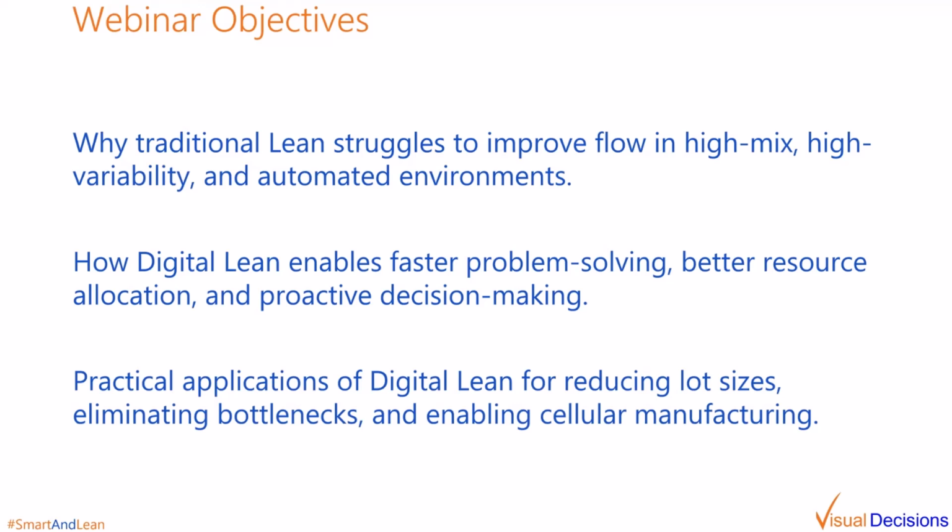In this section, we'll explore why traditional lean struggles with high mix, high variability, and automated environments, how digital lean enables faster problem solving, better resource allocation, and proactive decision making, and practical applications of digital lean for reducing lot sizes, eliminating bottlenecks, and enabling cellular manufacturing. By the end of this webinar, you'll have a clear understanding of how to integrate digital lean into your operations and take the next steps towards a smarter, more resilient, and more efficient manufacturing process.